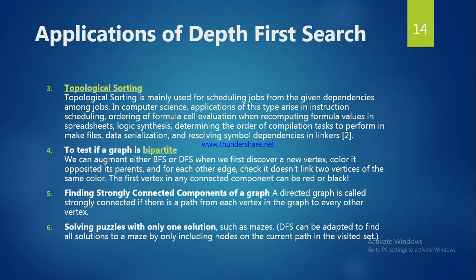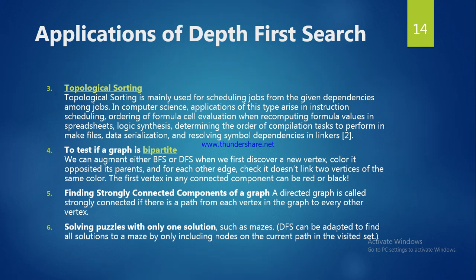Topological sorting is mainly used for scheduling jobs from the given dependencies among jobs. In computer science, applications of this type arise in instruction scheduling, ordering of formula cell evaluation when recomputing formula values in spreadsheets, logic synthesis, determining the order of compilation tasks to perform in makefiles, data serialization, and resolving symbol dependencies in linkers. It can also be used to test if a graph is bipartite or not.